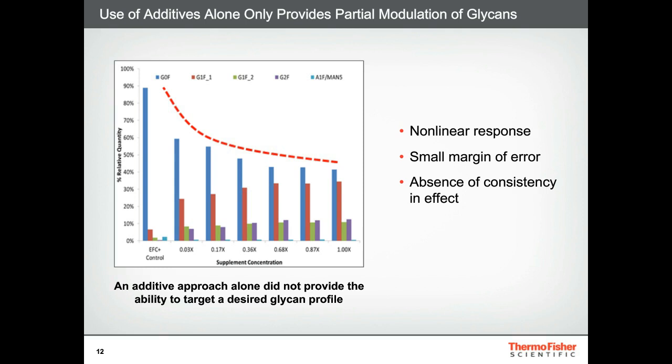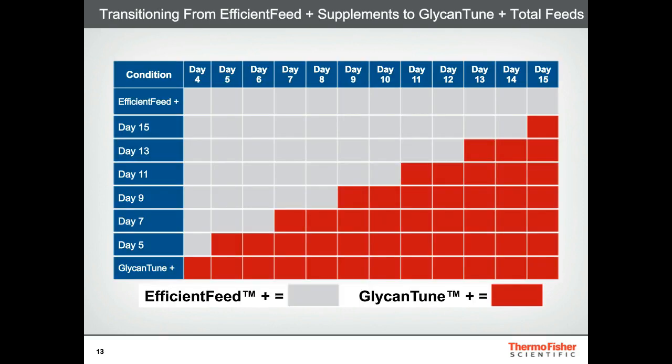Let me take a few minutes to dive into our new strategy. This new strategy involves transitioning from an EfficientFeed Plus product, either EfficientFeed A+, B+, or C+, to our GlycanTune product, again, either GlycanTune A+, B+, or C+.